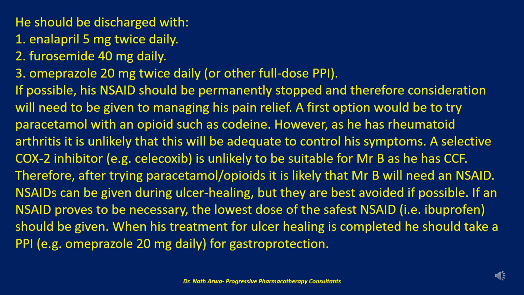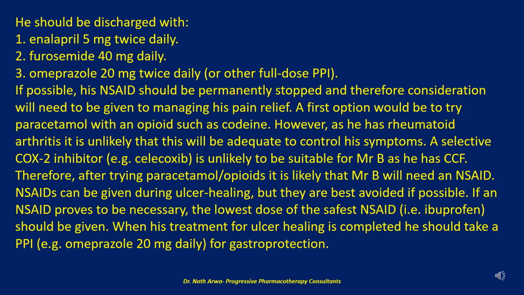If possible, his non-steroidal anti-inflammatory drug should be permanently stopped, and therefore consideration will need to be given to managing his pain relief. A first option would be to try paracetamol with an opioid such as codeine. However, as he has rheumatoid arthritis, it is unlikely that this will be adequate to control his symptoms.